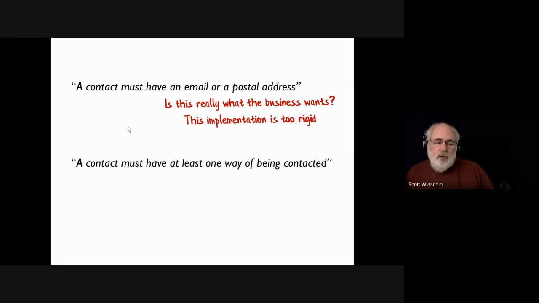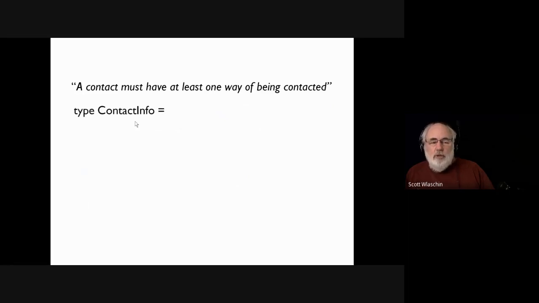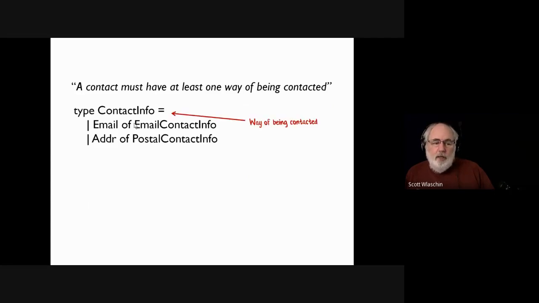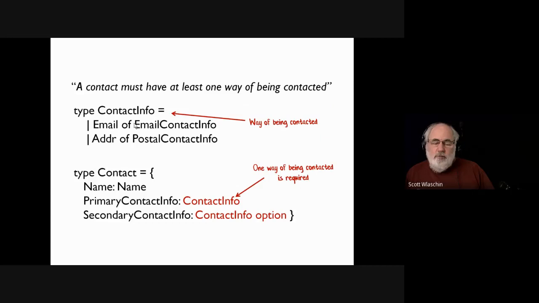And how about this? A contact has at least one way of being contacted, right? Which is basically the same thing, but it's not exactly the same thing. And I think this is a better design, and the business people will probably be quite happy with this too. From a design point of view, the code is much easier because we say, here are the different ways you can be contacted. We can contact you by email. We can contact you by address, and then the main contact information has a primary way and a secondary way, and the primary way is required, and the secondary way is optional, and that really captures the same kind of idea. No, it's not exactly the same, because you could have two emails or two postal addresses.